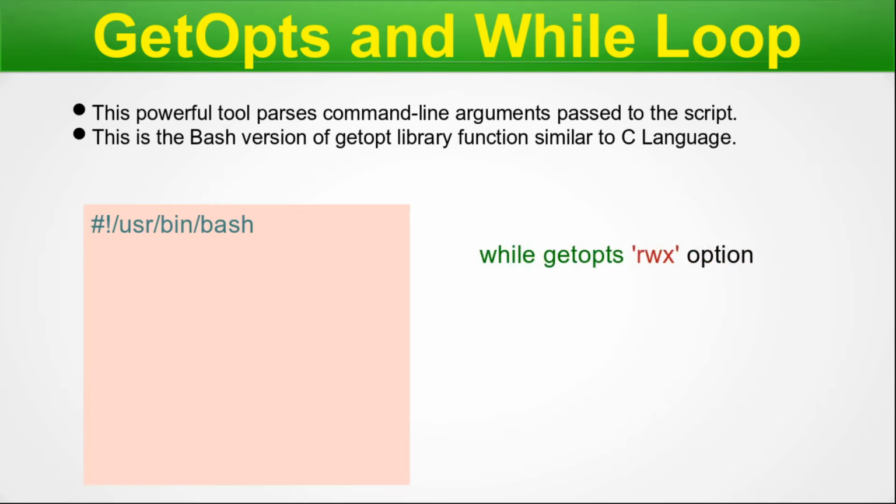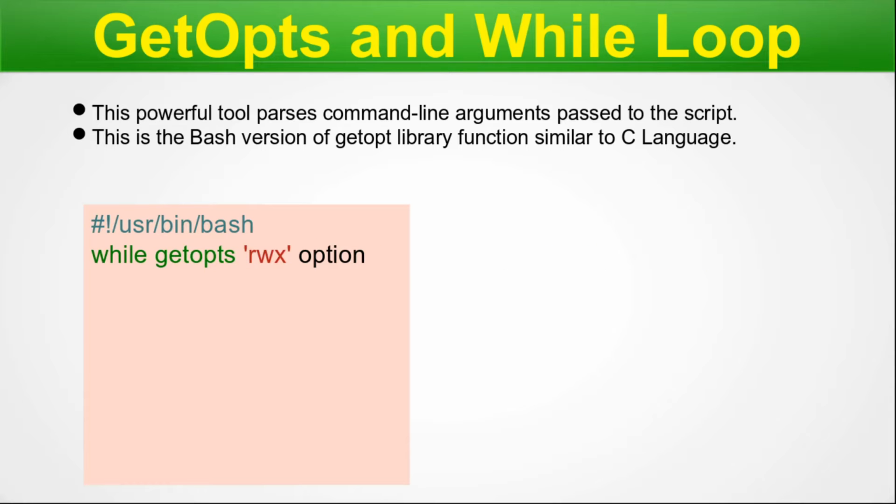Start our script here and then we'll write while getopts, then rwx within single quotes, and then option. So here the getopts will get all the options from the command line and the feasible options are r, w, x. These are the command line switches that come with a dash. So the options will be -r, -w, -x, okay, and the option variable will contain each of the arguments. So let's see the next step, we write do and then we write a case statement.